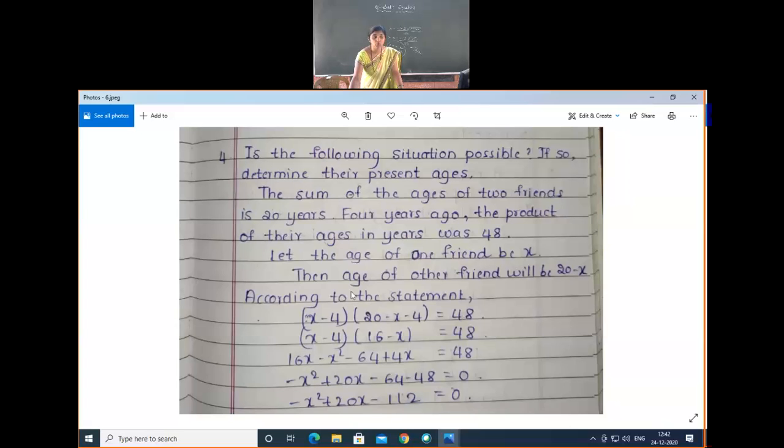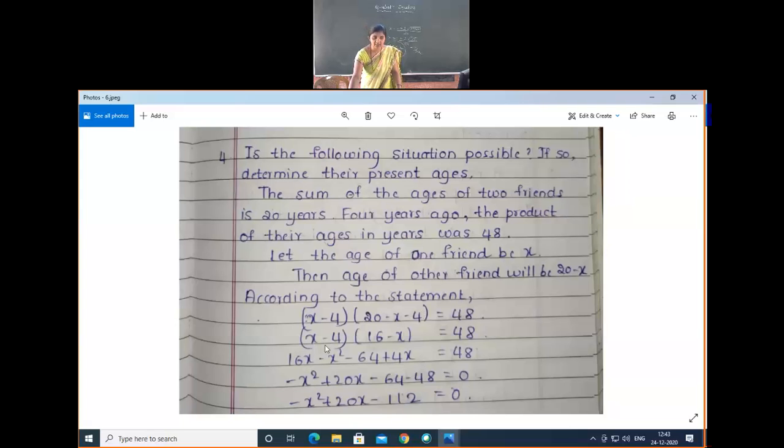4 years ago, the first friend's age is x minus 4. Another friend's age is 20 minus x minus 4. That type also you can take. According to the statement, the product of their ages is equal to 48. Now, (x minus 4) into (20 minus x minus 4) is equal to 48.